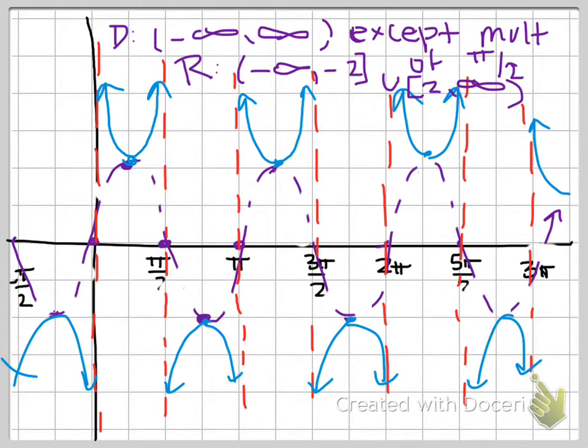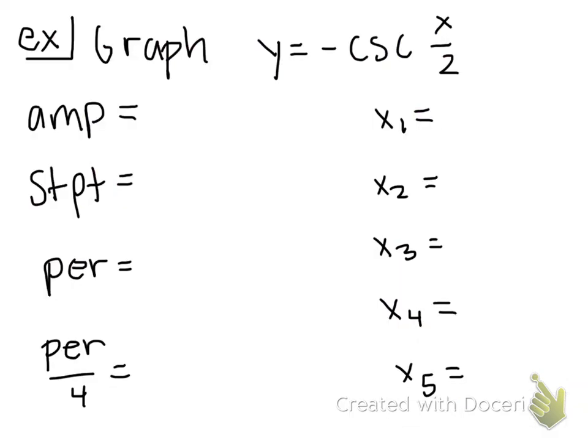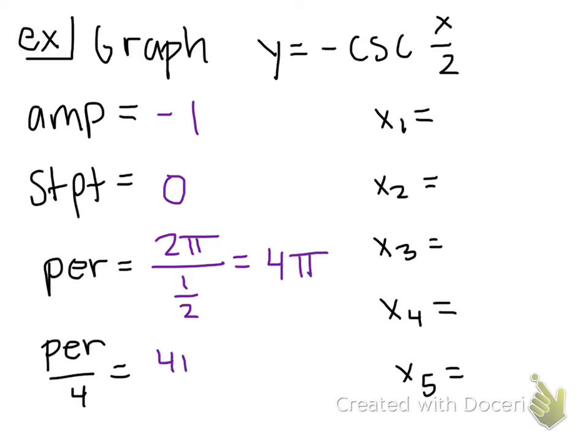So let's try one more. Here my equation is y equals negative cosecant of x over 2. My amplitude is negative 1. My starting point is 0. My period is 2 pi over my b value of 1/2. If I keep change flip, it'll become 2 pi times 2. So my period is 4 pi. 4 pi divided by 4 leaves us with pi. So this is a nice easy one.